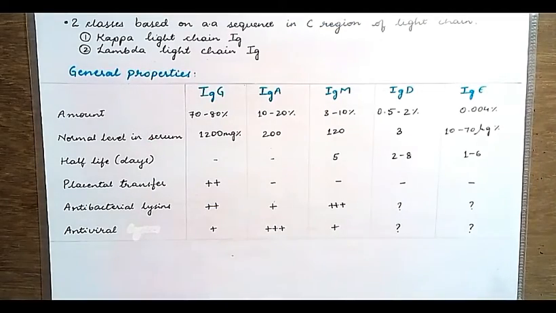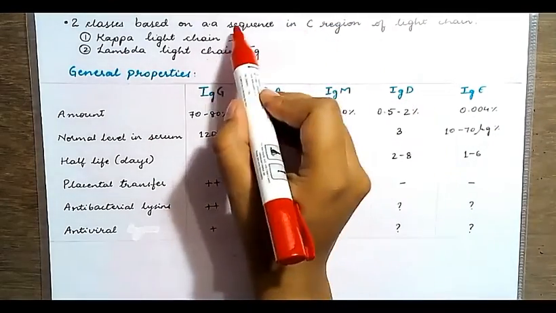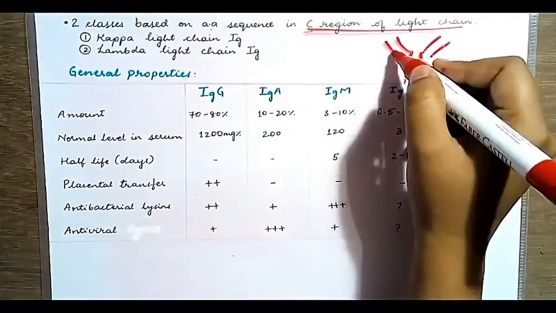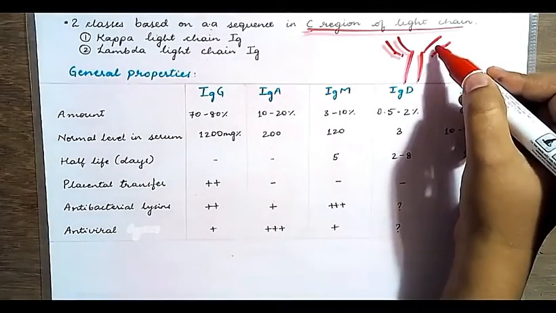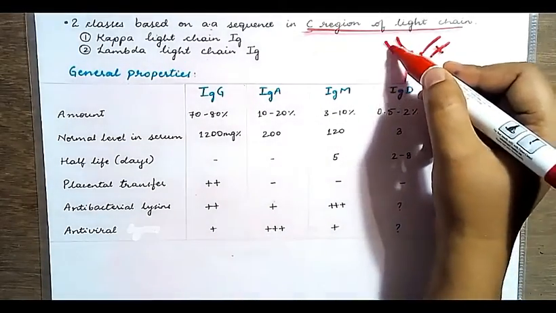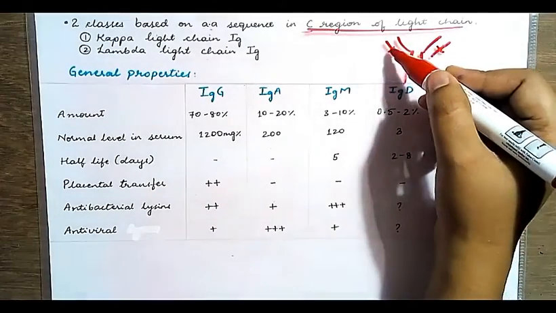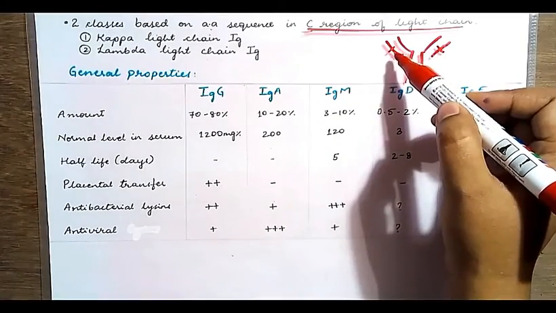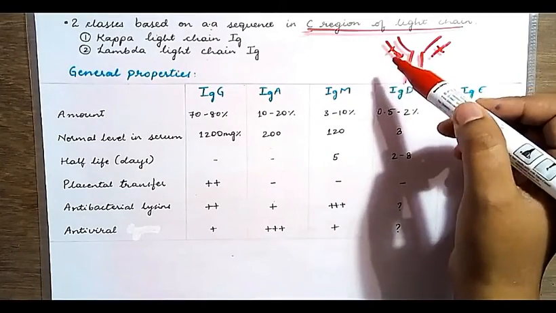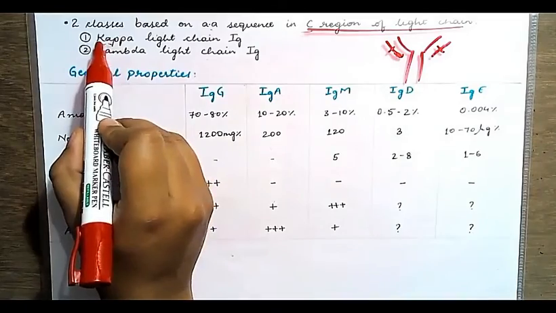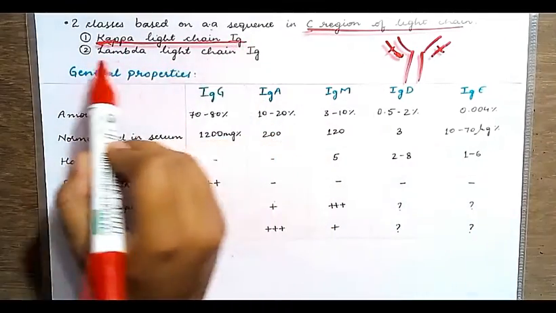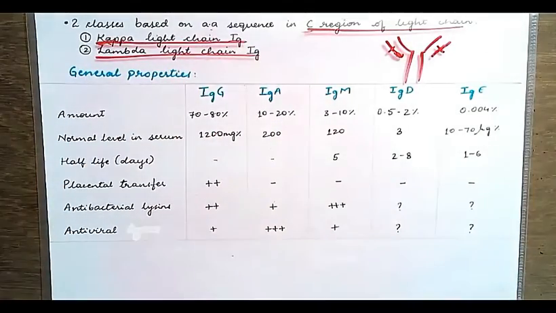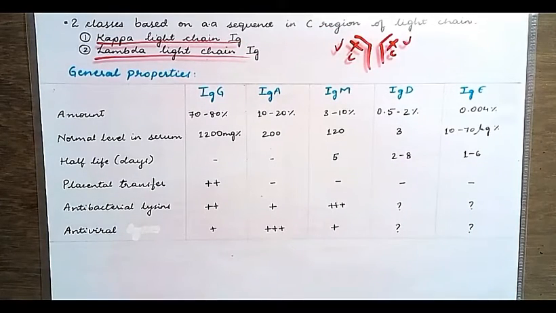Also, based on the amino acid sequence of the C region of the light chain, these two are the light chains, and the region that is below is the constant region, which does not change with different immunoglobulins. And depending upon the amino acid sequence in this region, they are classified as kappa light chain immunoglobulins and lambda light chain immunoglobulins. The general properties of these immunoglobulins, firstly, amount.